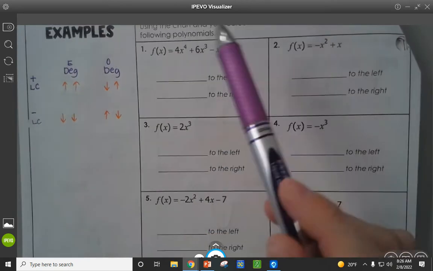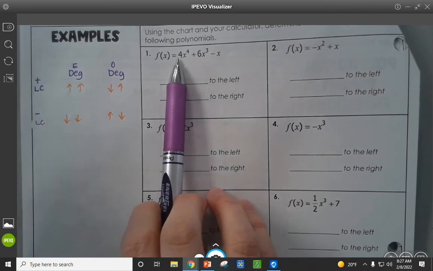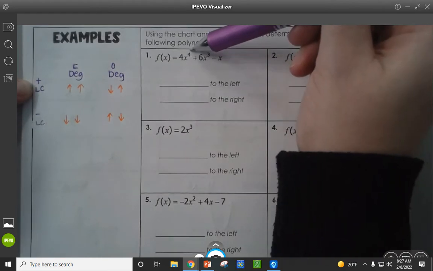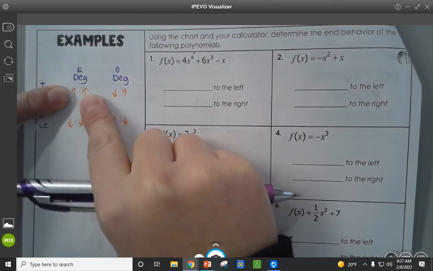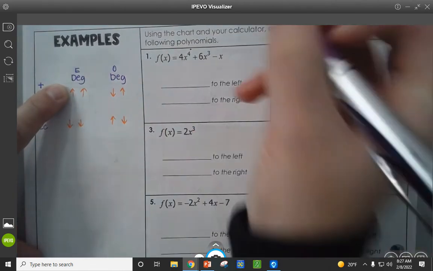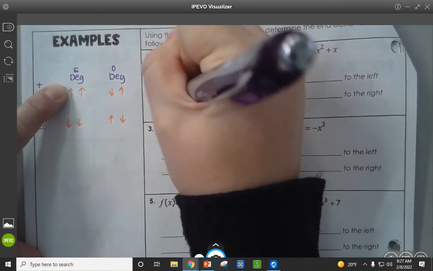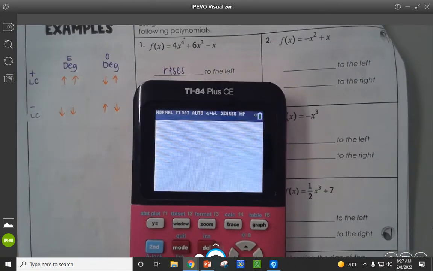So number 1, my leading coefficient, this is the number in the front, is that positive or negative? It's positive. And then is my degree even or odd? Even. So positive, even, they both would point up, meaning it would rise to the left, rise to the right. If you wanted to type it in, it just might take you a little longer. 4x to the fourth plus 6x cubed minus x.